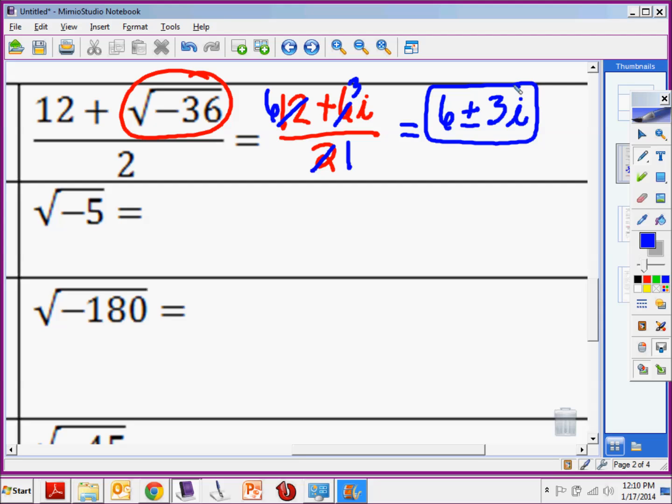Here, this is similar to which one? Number 3, because 5 is not a perfect square. So all I can take out is what? The negative, which is i. It's going to be equal to i square root of 5, because I can't do anything else. Plus or minus i square root of 5. That's what I just said.